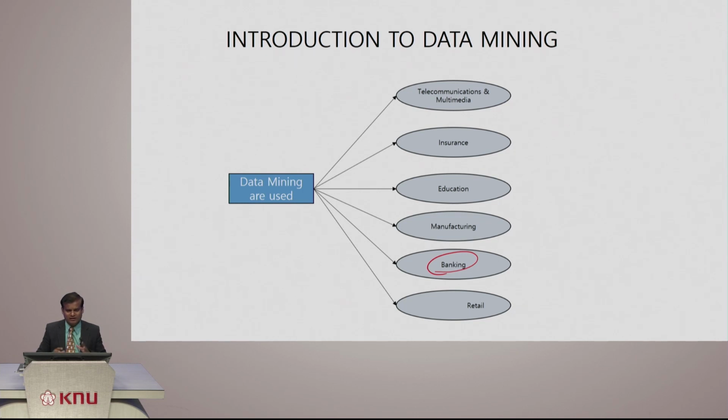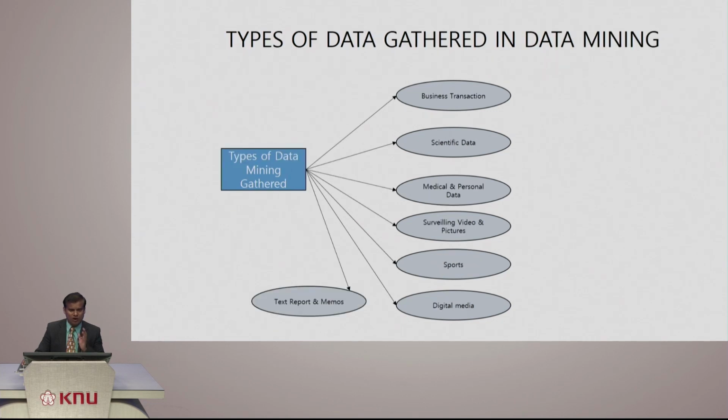Not only banking, we can also think about educational sectors, insurance, telecommunications, multimedia, or retail. These are some of the areas where we can directly use data mining, which means it has wide applications. So what are the types of data gathered? In other words, what are the types of data mining gathered?